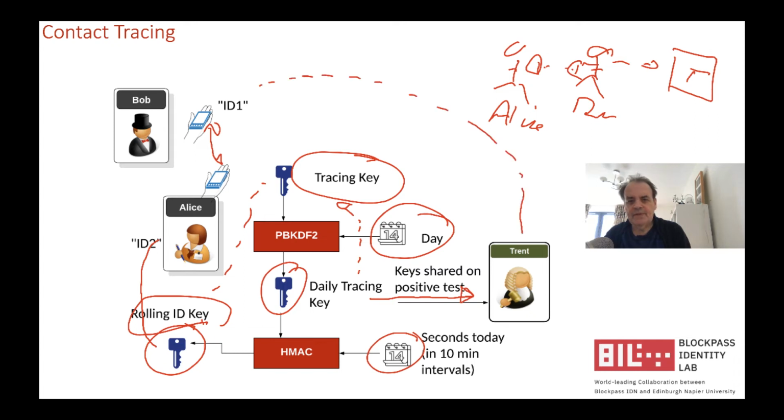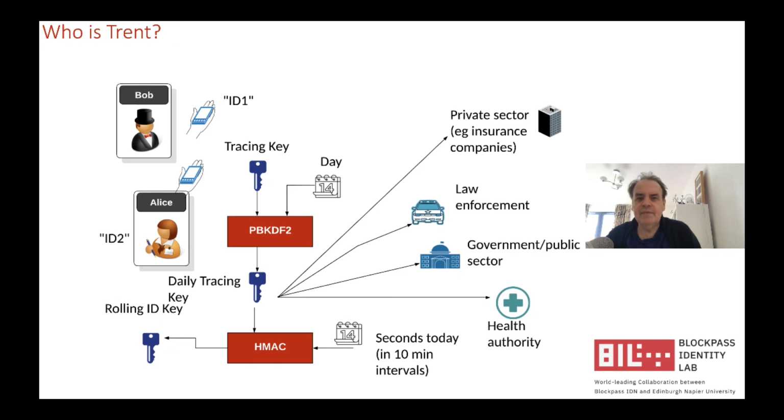Possibly what then happens is that this is passed to Trent to make some sense of it. If Alice is proven to have COVID-19, then Trent will have a copy of the keys that she is using for the daily tracking key and will be able to correlate her identity to Bob. So this is a very basic system, and really there are so many questions opening up for this. Let's look at some of these.